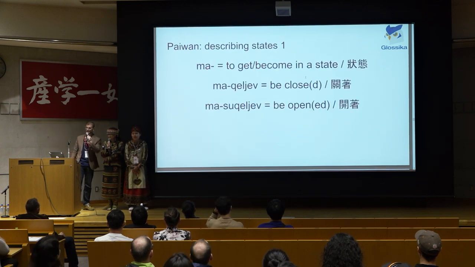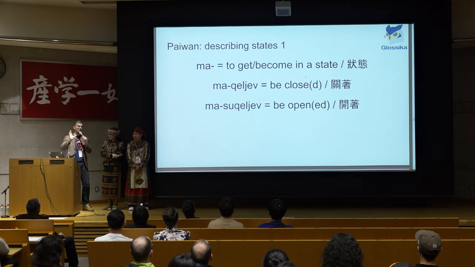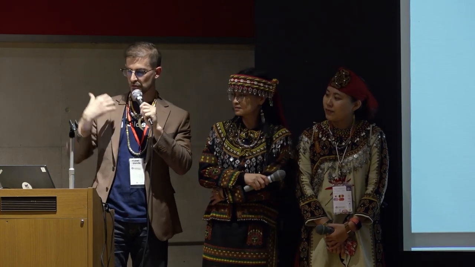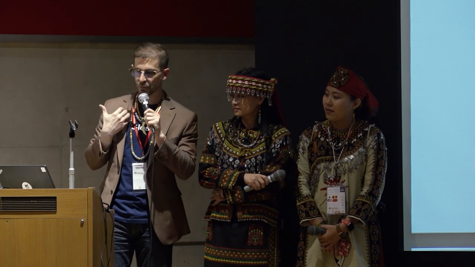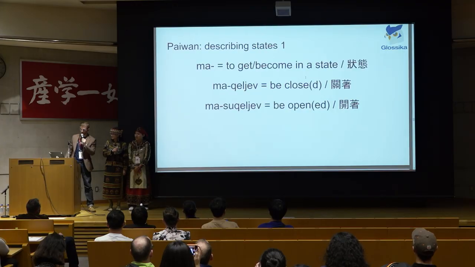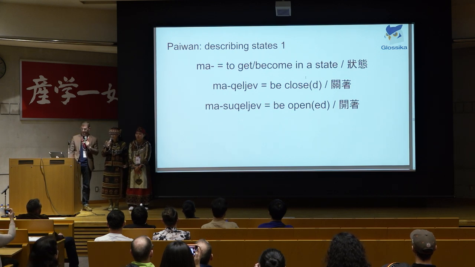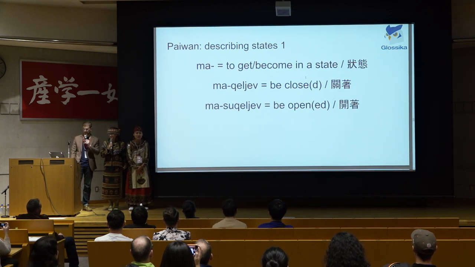Okay, so now we're going to describe states. When we describe states, remember, we just talked about the experience or state, and something that you experience comes towards you. So when you undergo that state, you get or become that state. So we add a ma at the beginning of the word, and you'll find a lot of words in Austronesian languages that add this ma at the beginning. So in this case, we have to guanza, be closed. Makalav. Makalav. And be opened. Masukalav.